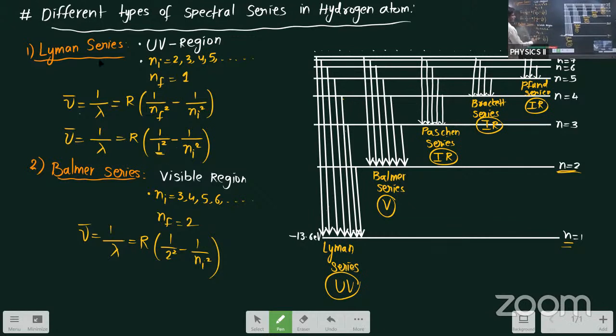In place of n1, nf, what are you writing in Lyman? 1 square. In Balmer, what are you writing? 2 square. In Paschen, what will you be writing? 3 square. In Brackett, what will you be writing? 4 square. In Pfund, what will you be writing? You will be writing 5 square. I hope you understood this.